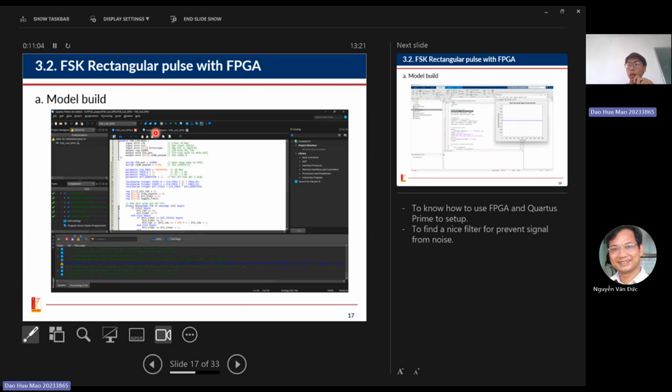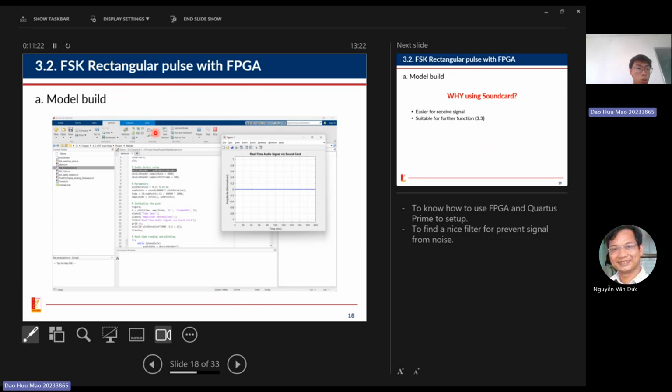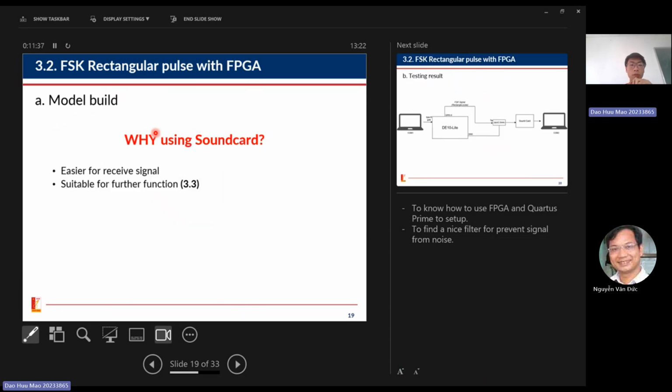If you use some AMD development FPGAs, we still have to use Vivado to program. In COM2, we use MATLAB code to receive the signal. That's the real-time signal for transmitting. But we use a sound card just to make receiving easier, and as some method we will describe further.